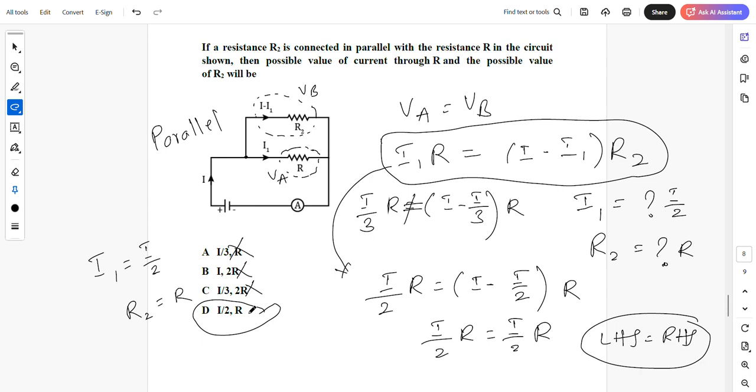Okay, enough for today. These are the problems on the current divider law and voltage divider law.